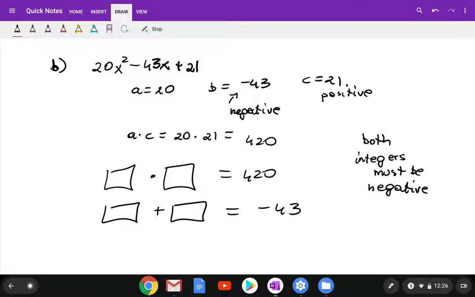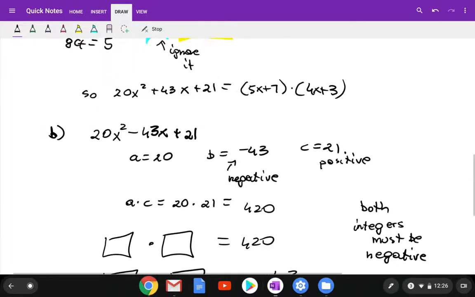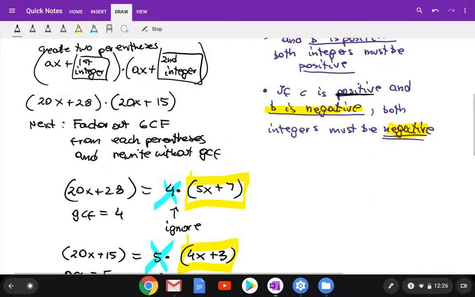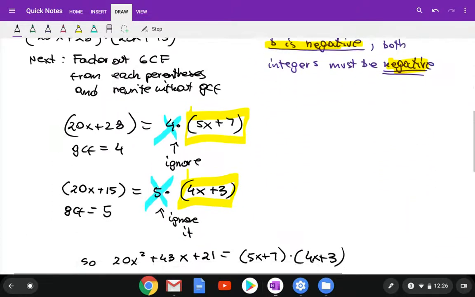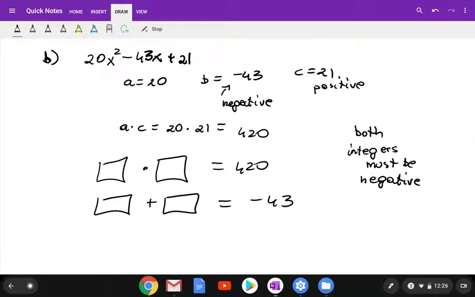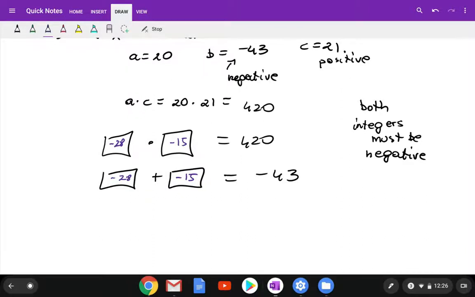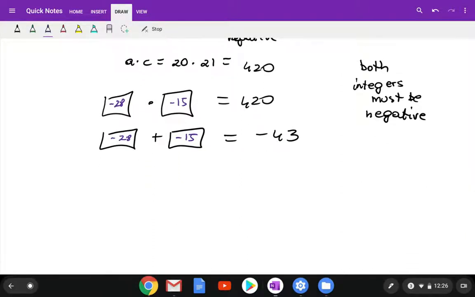Okay. So we found them before. We got, when b was positive, 28 and 15. So in this case, we'll have negative 28 and negative 15. So negative 28 times negative 15 is 420. Negative 28 plus negative 15 will give us negative 43. So we have it. Okay.